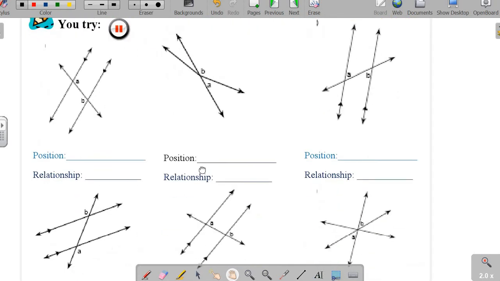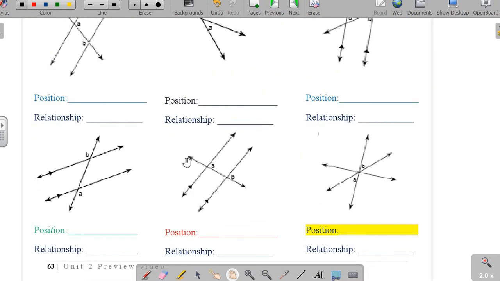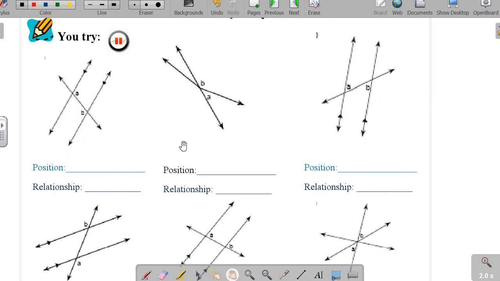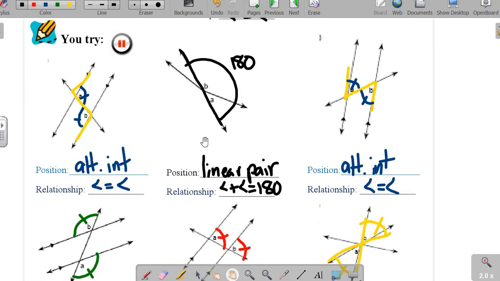You are going to pause and you're going to do these 6 on your own and then restart the video. Pause. All right, let's see how you did.